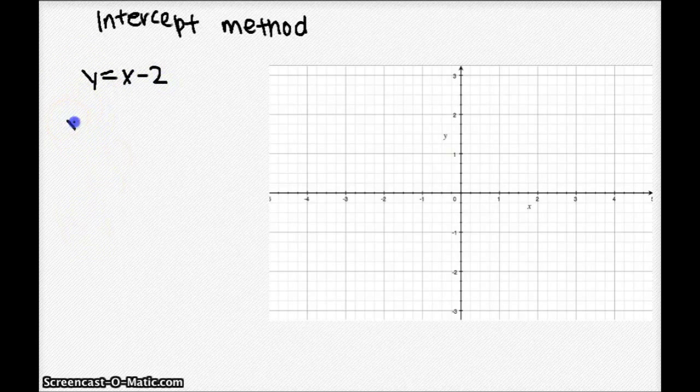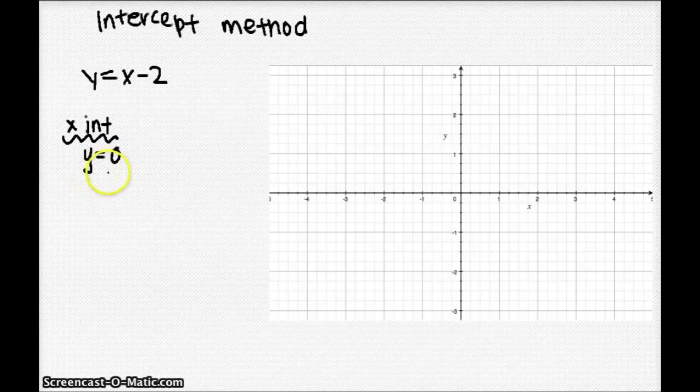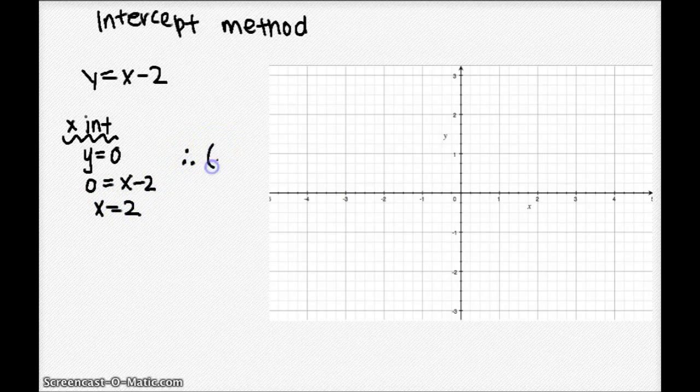So first we're going to find the x-intercept. And if you remember from the previous video, at the x-intercept, y is always 0. So you're just going to plug in y equals 0 into this equation. So 0 equals x minus 2, and x equals 2. So therefore, the x-intercept is 2, 0. So let's plot this point, 2, 0.